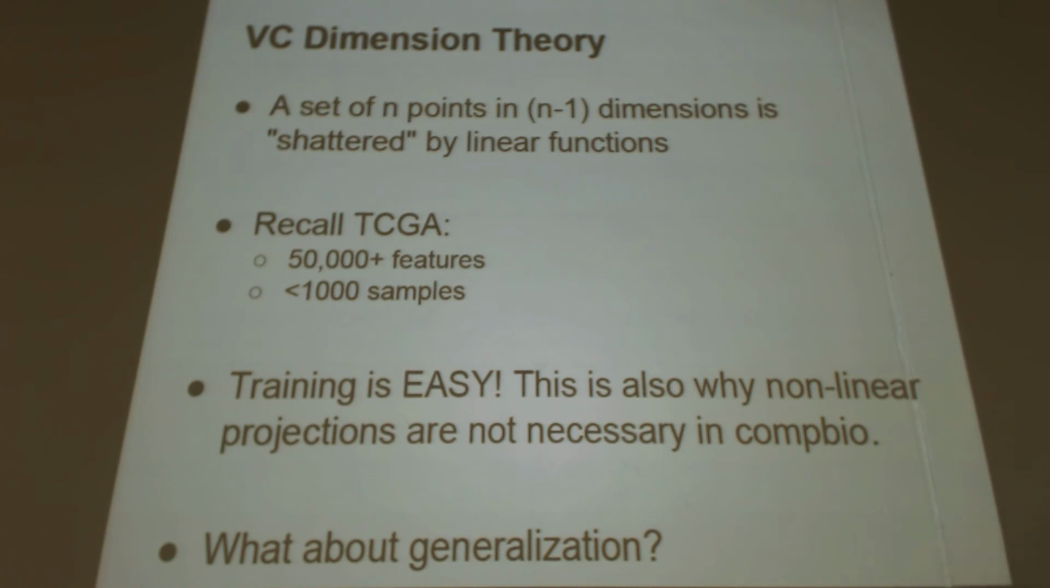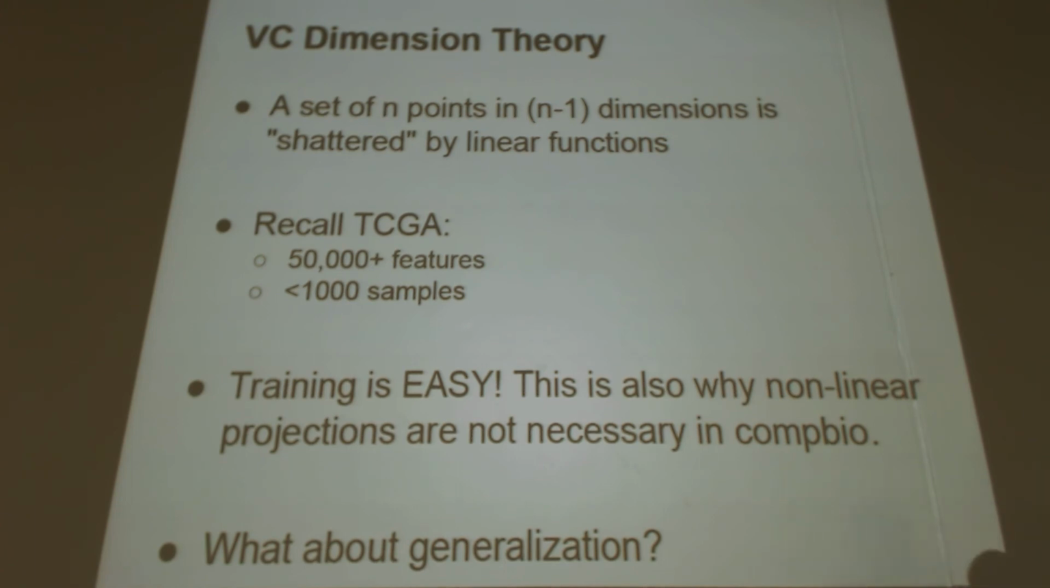Now, if you remember the Cancer Genome Atlas example that I was talking about, we have 50,000 or more features and less than 1,000 samples. Regardless of how you label the samples, I'm always going to be able to separate them linearly. This is one of the reasons why nonlinear predictors are not necessary in systems biology.